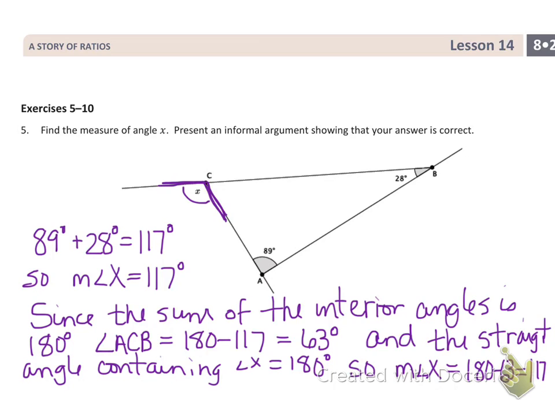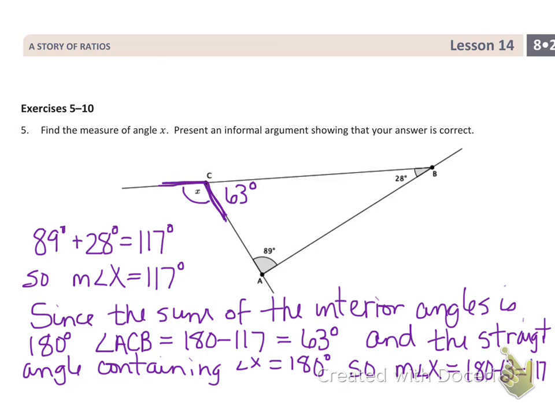And so I'm going to add the remote interior angles and get 117. 89 plus 28 is 117. And so I know that the measure of angle X is 117. So my argument for somebody who wants to know why that's true would be to say that the sum of the interior angles is 180. So this angle ACB would need to be 63 degrees so that all three of these angles added up to 180. So I took 180 minus the 117 to get that.